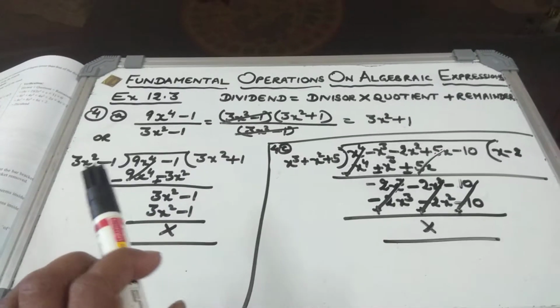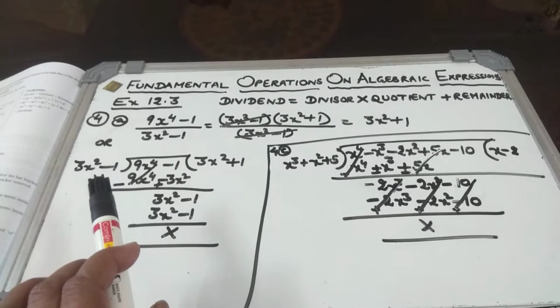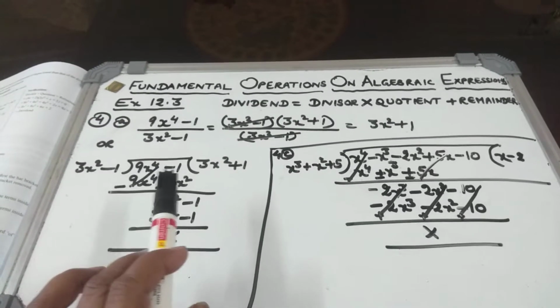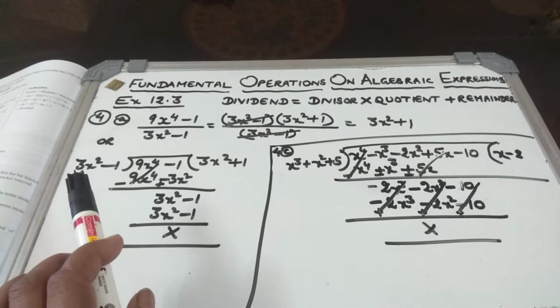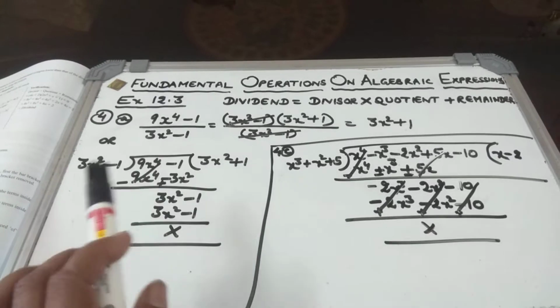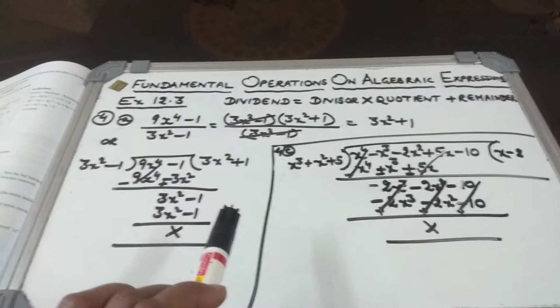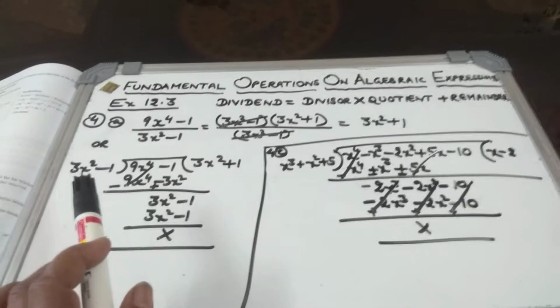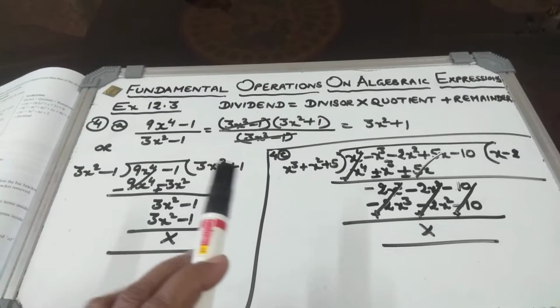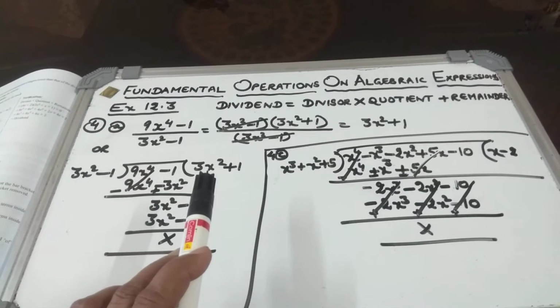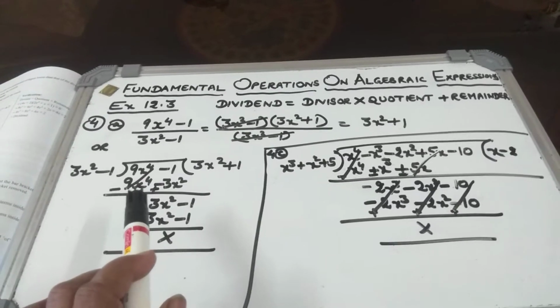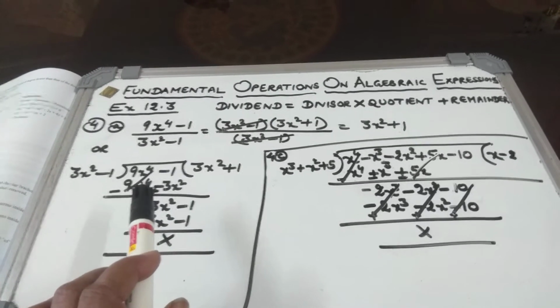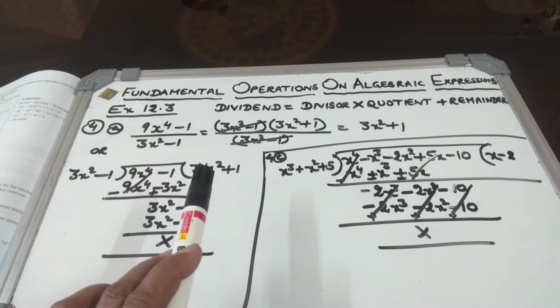Now you know in number system what you used to do is, how can you get the same number here, by what number you should multiply so that you get this number. So mental multiplication is to be done. Now 3x square is here. If I multiply this by 3x square here, I will be getting 9x to the power 4. So I am writing 3x square here.